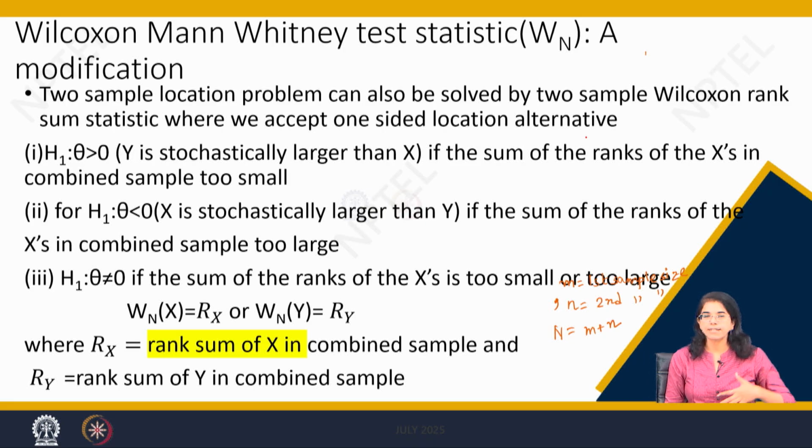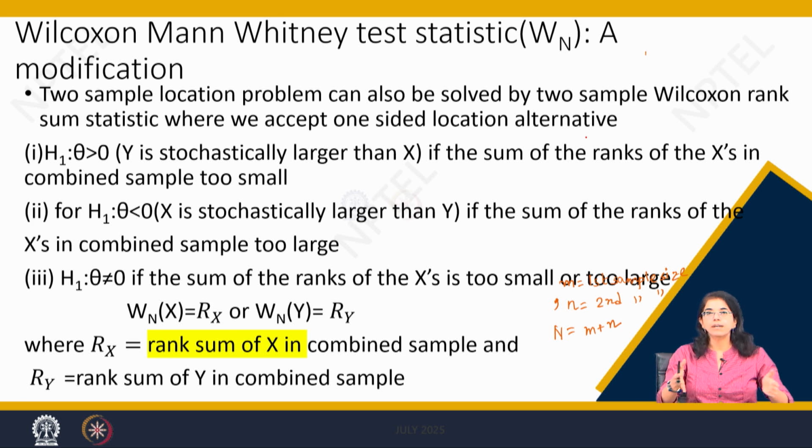Already we have defined in our earlier discussion. So H1, suppose theta greater than 0, that means Y is stochastically larger than X. Try to remember the picture I have shown you, the picture of the distribution functions of X and Y. If the sum of the ranks of the X in the combined sample is too small, it's pretty clear. If Y is stochastically larger than X, most of the Y observations will be on the bigger side, right?